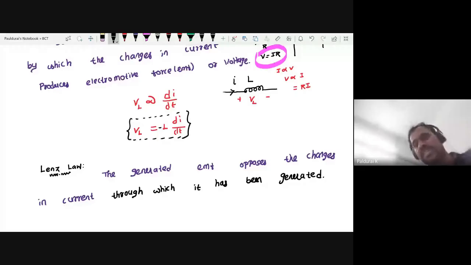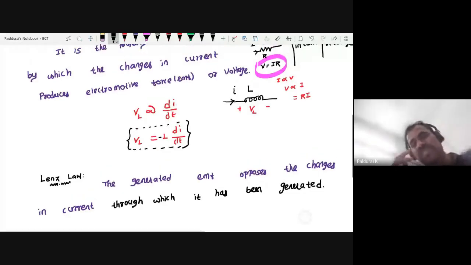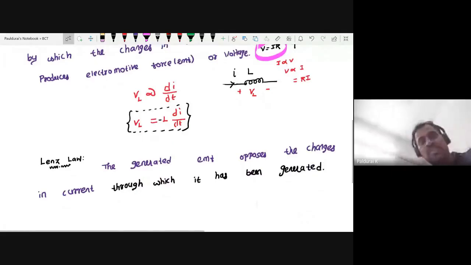Okay, so got it? So this is based on Lenz's law. So VL equals minus L into dI by dt. But you know, always you want to take the magnitude, wherever it is required. So now, got the idea of what inductance is?